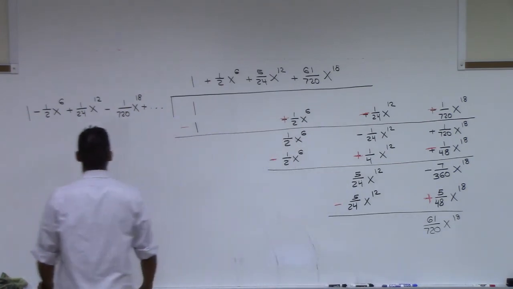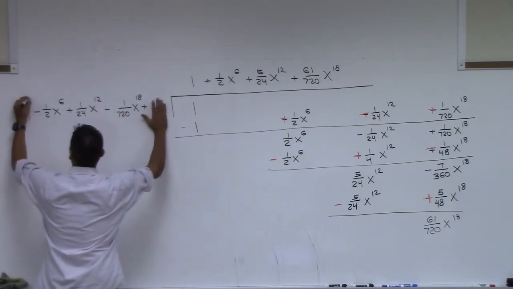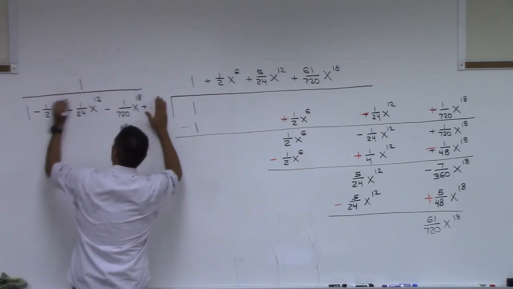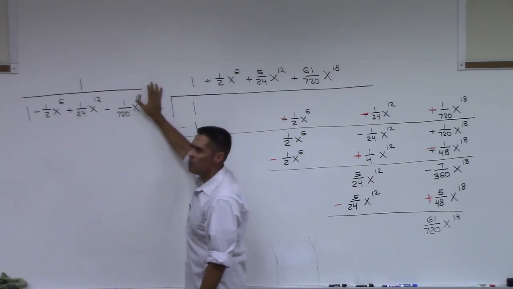So if you go back and you think about this, right? Just ignore that for a moment. Just look at this. This right here was 1 over cosine cubed x, right? Or cosine squared x? Cosine squared?